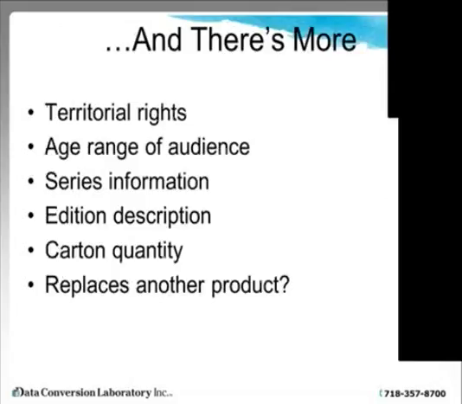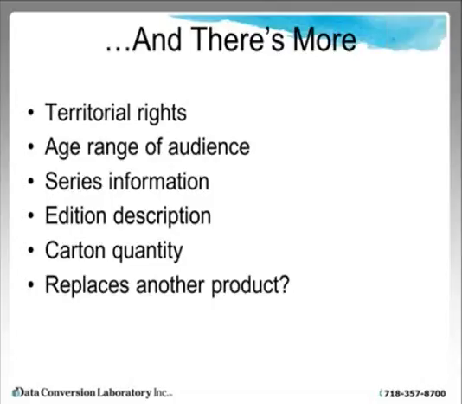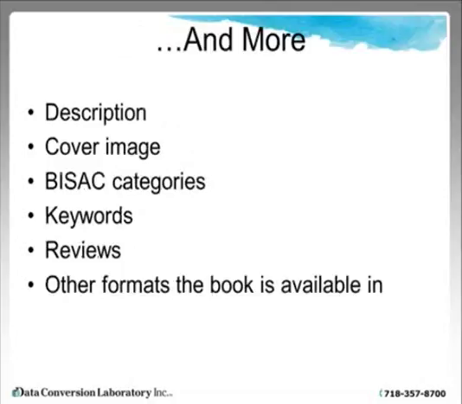And there's still more metadata that vendors like to have. Each one of these data points is critical in its own way for decent book sales. Territorial rights, for example, if the book can be sold in the US but not in the UK, that's important for the vendor to know. The age range of the audience, is it for children, is it for adults, is it part of a series, is it the first edition, second edition, revised edition, abridged edition? How many books are in the carton? The warehouse at the vendor wants to know that. And does this book replace another product?